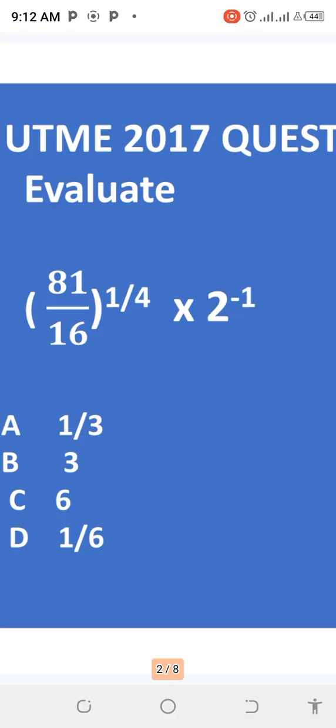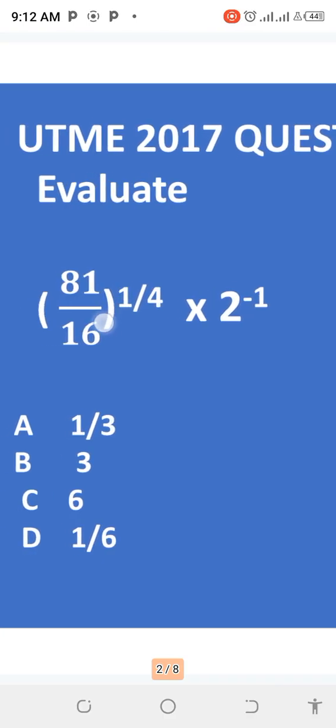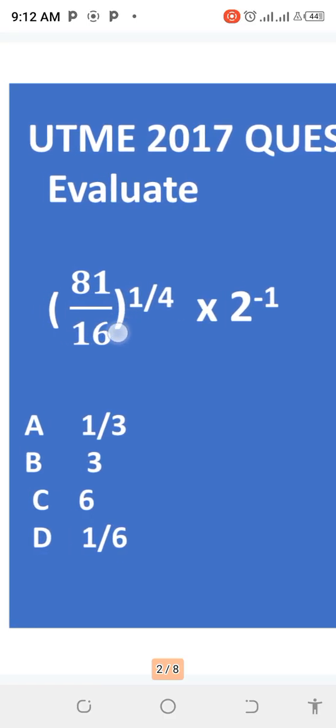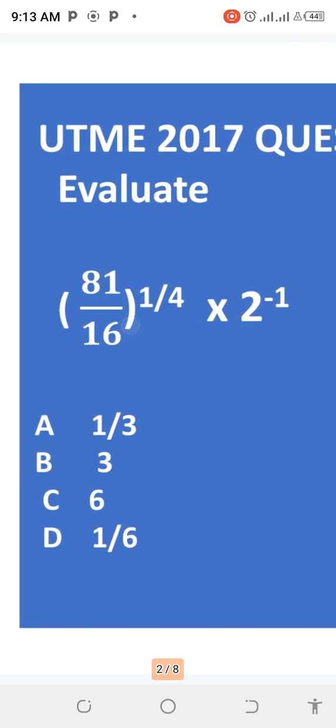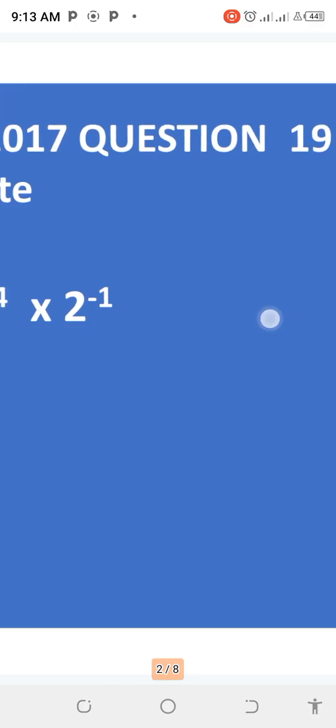Yes, in this question, it is (81/16) raised to negative 1 over 4. Yeah, correct it for me: 81 over 16 raised to negative 1 over 4. Okay, let's go.